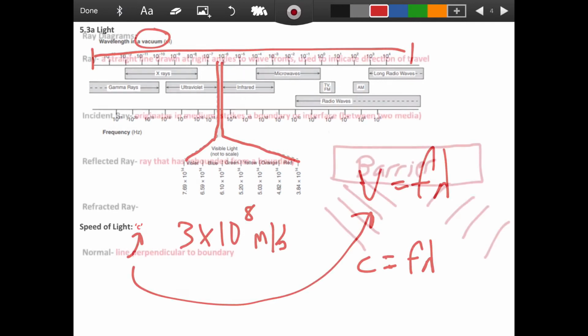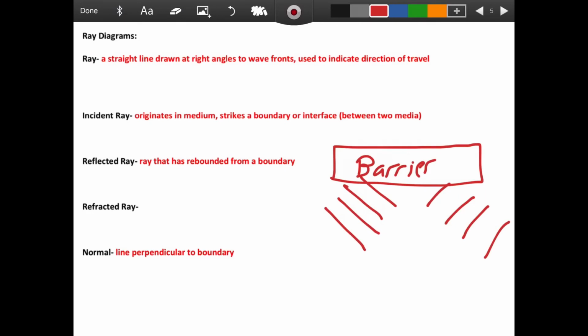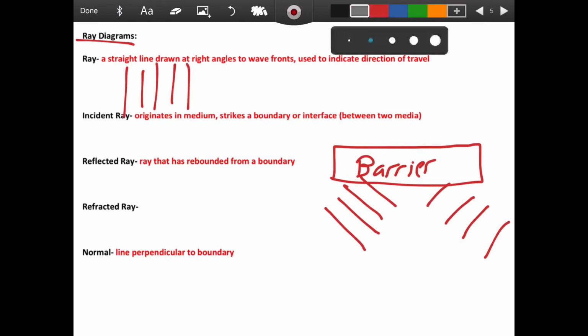Last thing we're going to look at for this particular chunk of notes is going to be reflection. And before we do that, ray diagrams are going to be very important as we move forward and study reflection and refraction, which we're not going to get into, so I'm not even going to bother introducing it right now. A ray is just a straight line drawn at right angles to the wave fronts used to indicate direction of travel. So if we have a bunch of wave fronts moving to the right, the ray would just be drawn perpendicular and show the direction that it's traveling in.